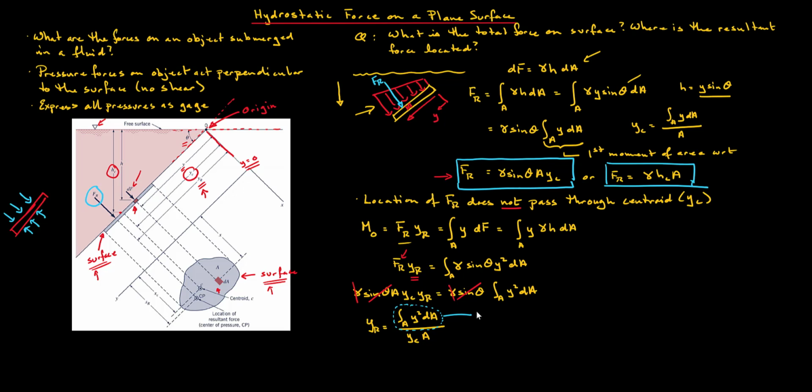This quantity is called the second moment of area, and we denote it as Ix. So it is relative to some axis, and this is relative to the x-axis. So the x-axis is the axis out of the page passing through the origin.